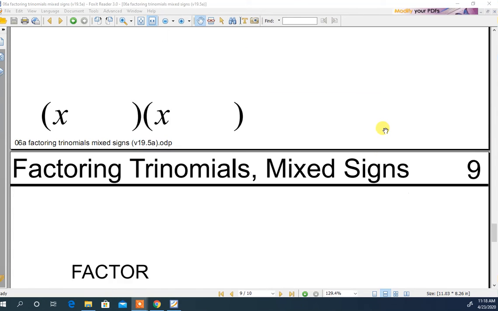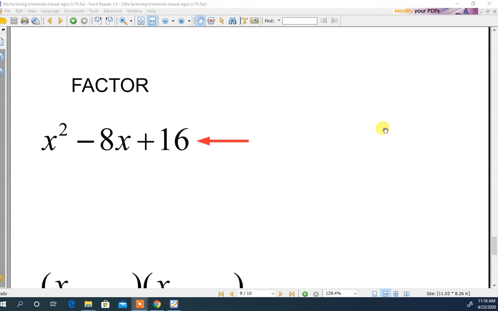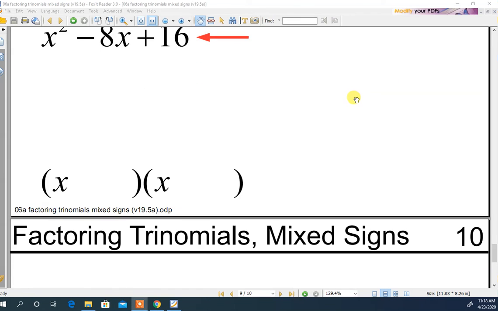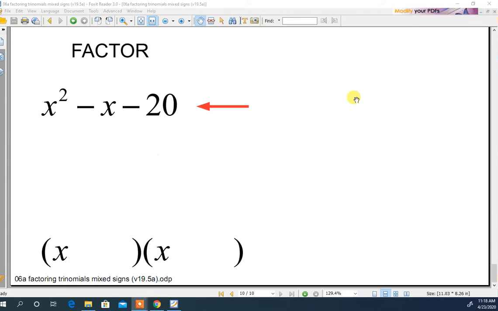Let's do another one. This is not a mixed sign, right? I just want to do mixed signs with you guys right now. This is a negative negative, isn't it? No, this is a negative negative. Not even a mixed sign. So we're not going to do that one. Let's go find another mixed sign to do. That's a mixed sign.